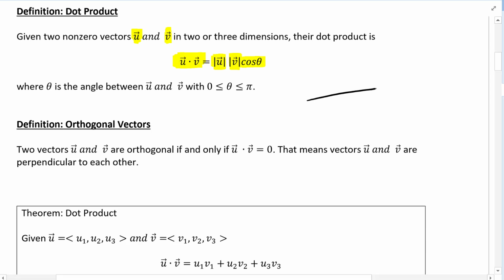So basically, if I have two vectors, vector u and vector v, with theta between them, then I can find their dot product, where theta is the angle between u and v, and it's an angle between 0 and pi. So in other words, the result will be a number, or a scalar.